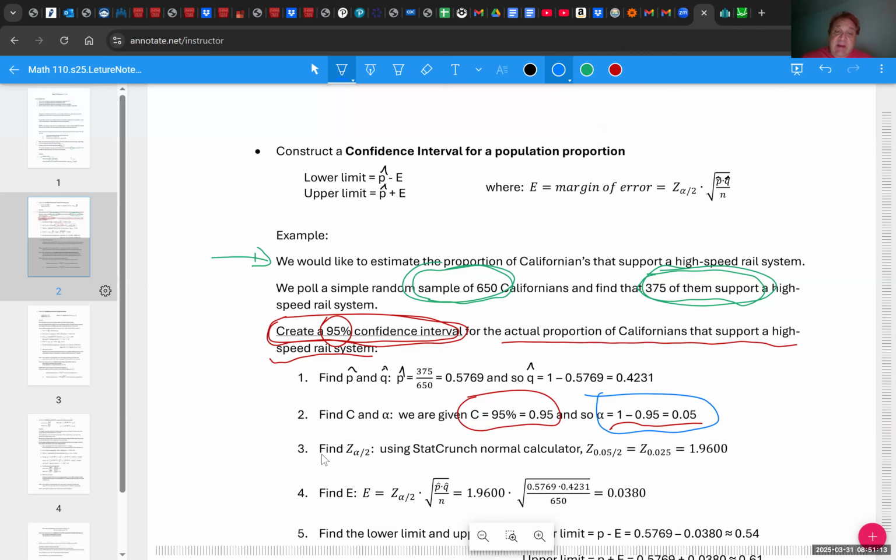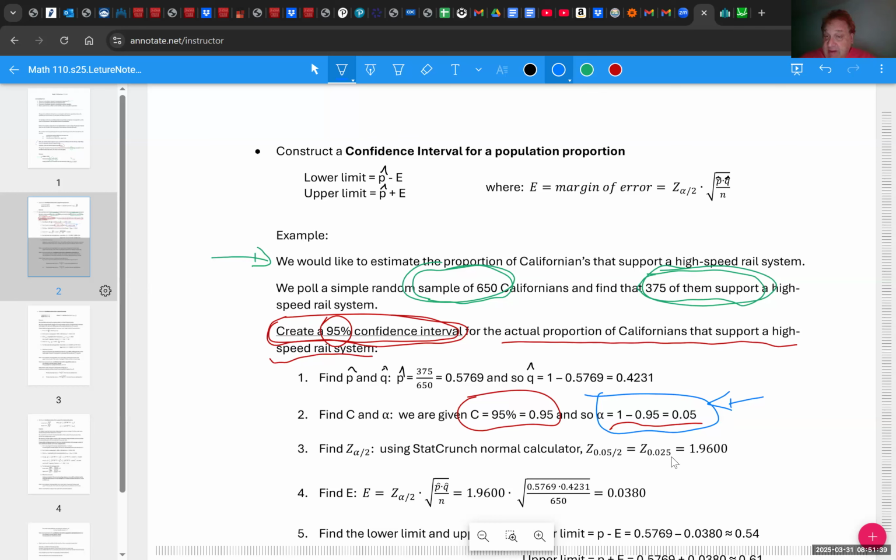So now we're going to calculate Z alpha over 2. That's like I did in the previous page. So we get our StatCrunch normal calculator. We want alpha over 2. Alpha, we just found out it was 0.05. That's this one over here. And so alpha over 2 would be 0.05 over 2. 0.05 over 2, according to a calculator, or if you want to math it out yourself, is 0.025.